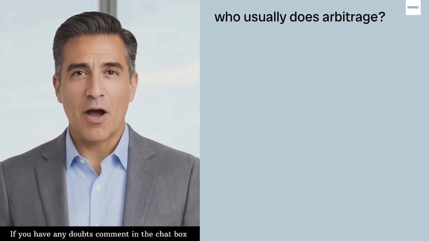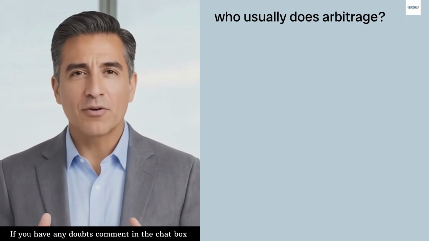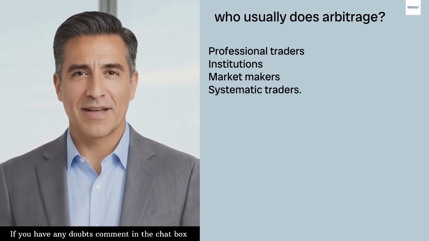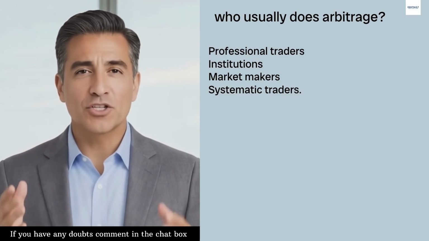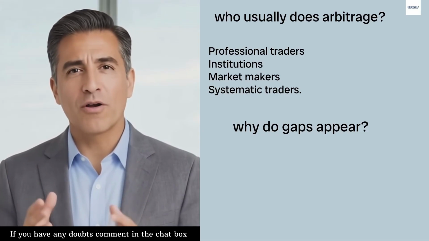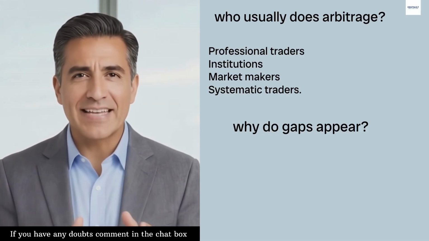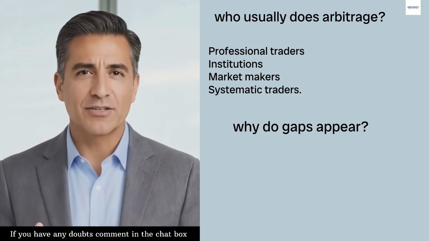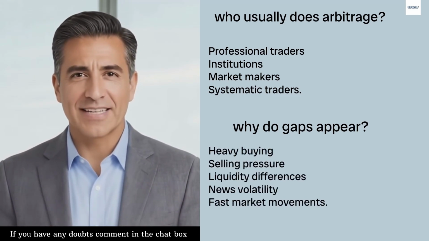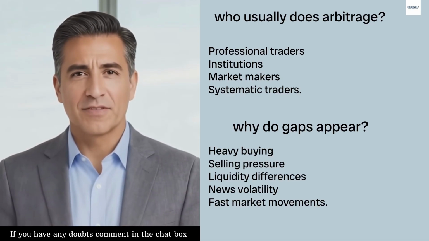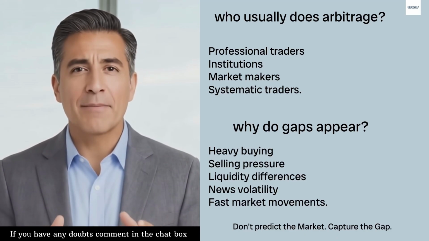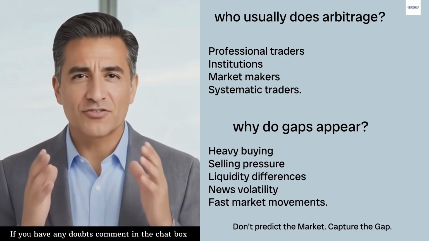Now, who usually does arbitrage? In real markets, arbitrage is done by professional traders, institutions, market makers, and systematic traders, because gaps can appear for a short time and close quickly. Gaps appear because markets are not perfect all the time. Even if two prices are related, they can temporarily go out of sync due to heavy buying or selling pressure, liquidity differences, news volatility, and fast market moves. So arbitrage traders don't focus on predicting direction. They watch the gap and try to capture it only when it is attractive and tradable.